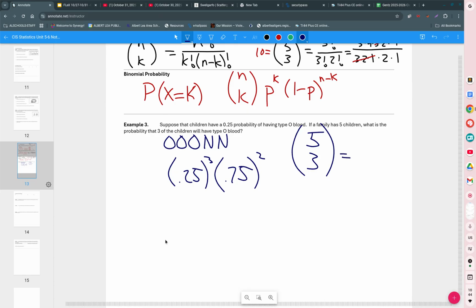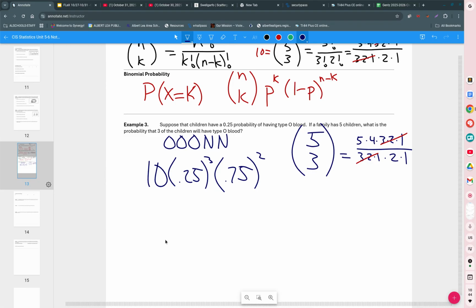What goes on the top? 5 times 4 times 3 times 2. And what goes on the bottom? 3 times 2 times 1 times 2 times 1. Fortunately, this is really simple. We could just cross off the 3's, the 2's, and the 1's, and we get 20 on top. We get 2 on the bottom for a total of 10. So let's go ahead and model that in our calculator. Make sure you get the same thing.